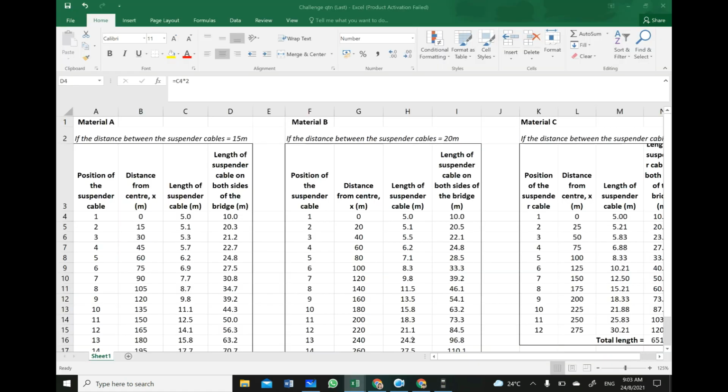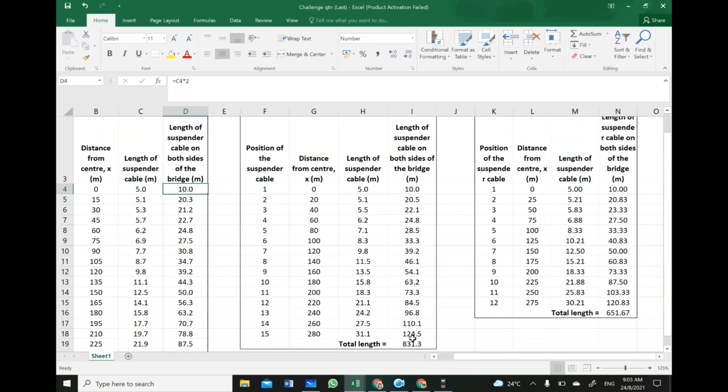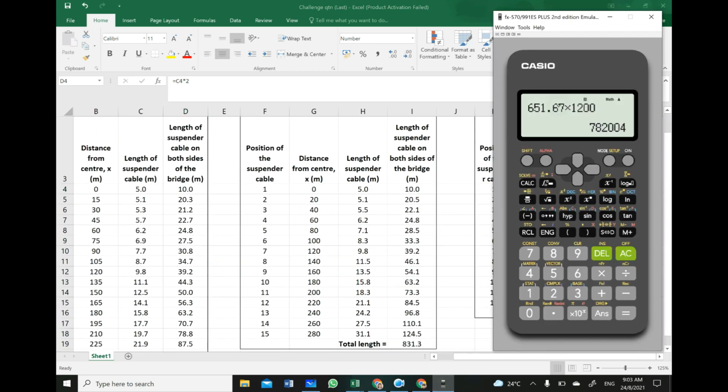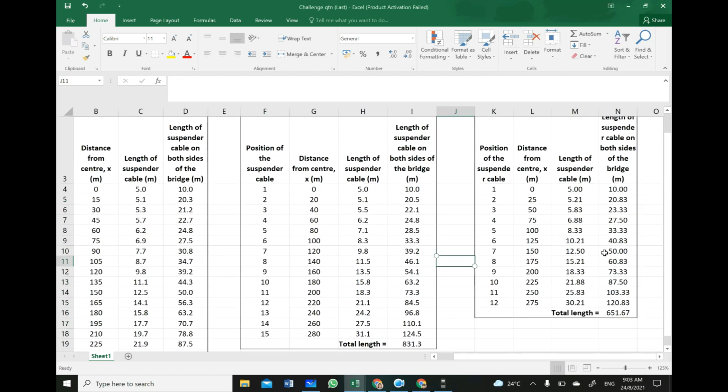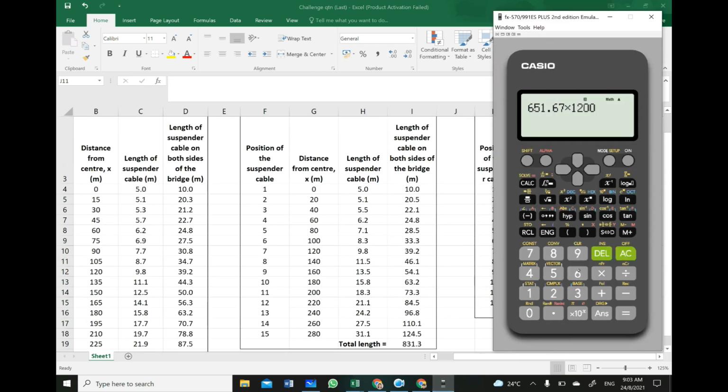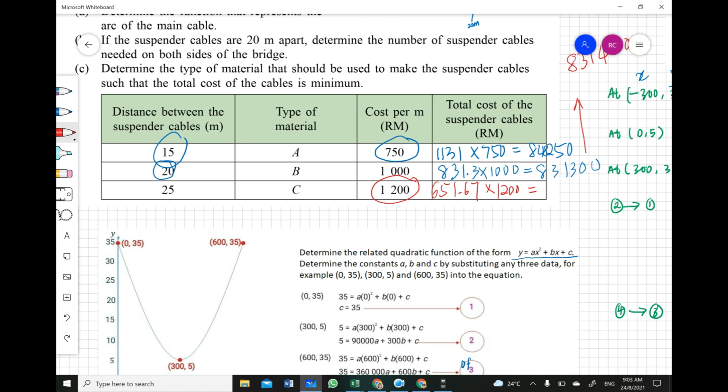Is my answer correct just now? Hold on. 651.67. Sorry, one mistake here. 651.67. Okay. 782,004. So it's supposed to be 782,004. Also not correct at the back of your textbook. At the back of your textbook, it shows 781,920. So those two answers are not correct.